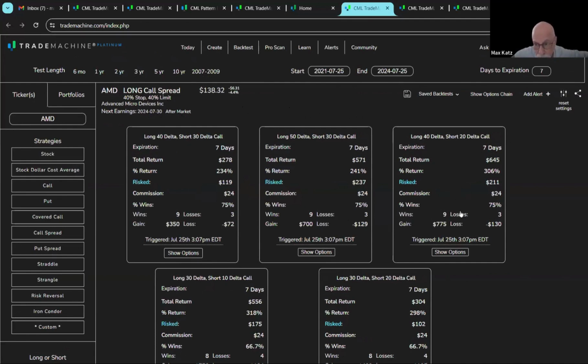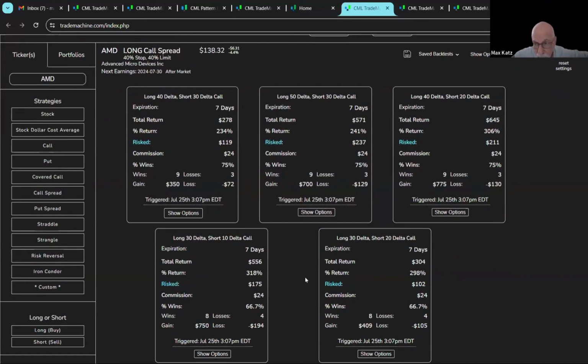I made a long call spread out of it and evaluated whether I was going to take the long 40, short 20, or long 30, short 10. They both have pretty good results. Total return 3.0, total return 3.18. I did one of each.